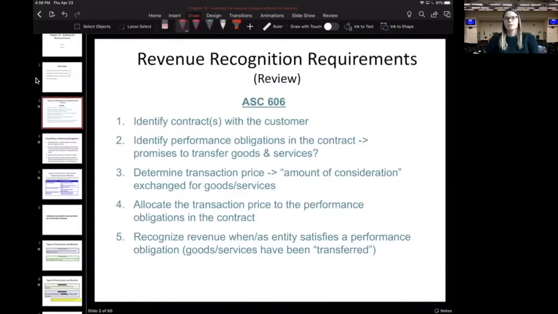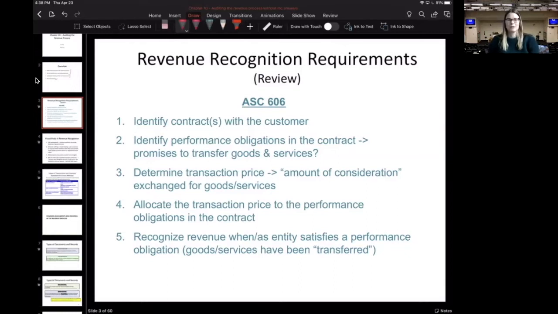So this first slide in this chapter is completely intended to be review for you. So I'm not going to spend too long on it in terms of what it's supposed to be reviewing. It's supposed to be reviewing the basic rules of revenue recognition, which I believe you learned in your Intro to Financial Accounting course. So if it doesn't look familiar, dig those up.